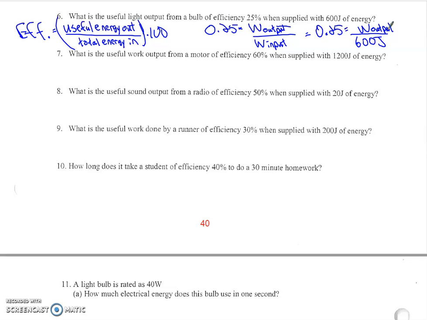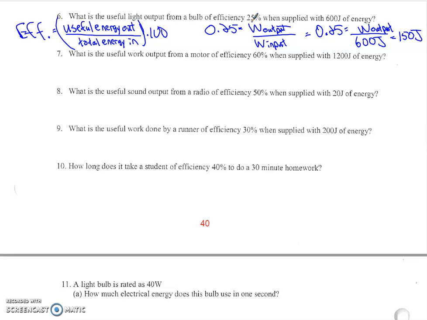So now all you have to do is take this 600, multiply it by 0.25, and that is going to give you an answer of 150 joules. Now the good thing with percentages, you can always go back and double check your work at the end. If you take this 150 divided by 600, you should get 0.25. You multiply that by 100, you get that 25% back. All right, so it's always good to double check your work.